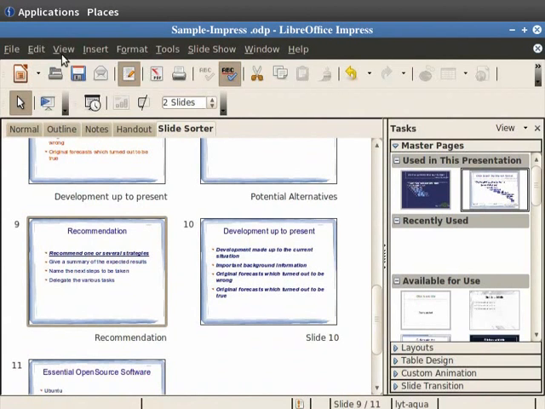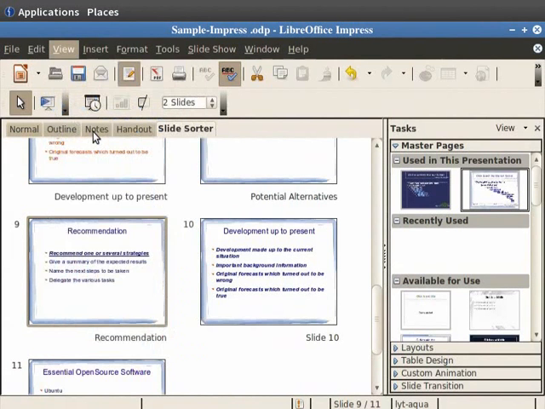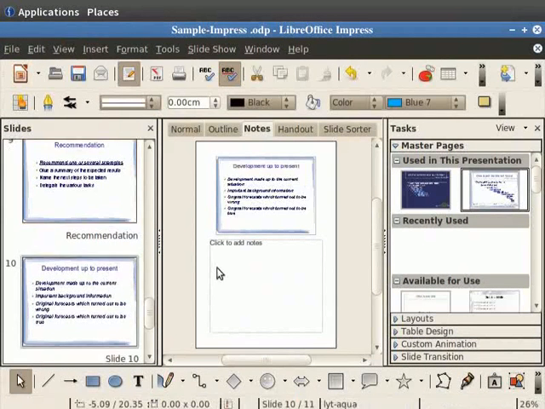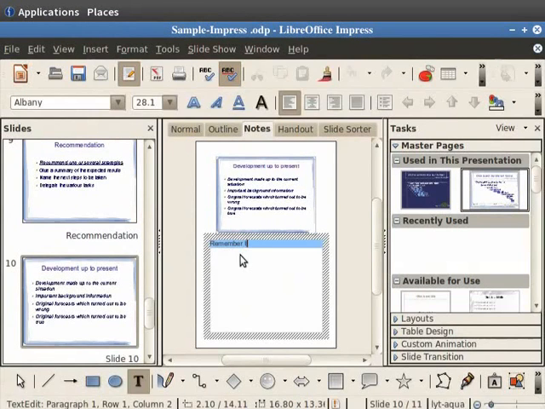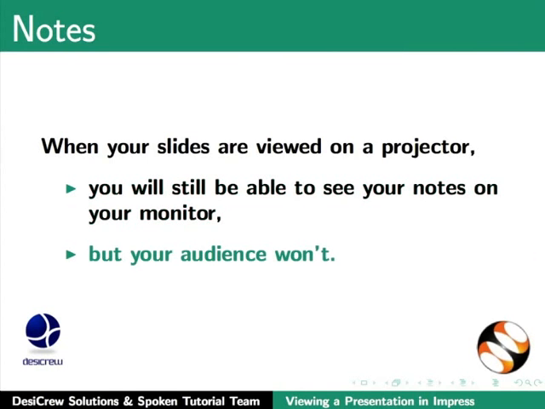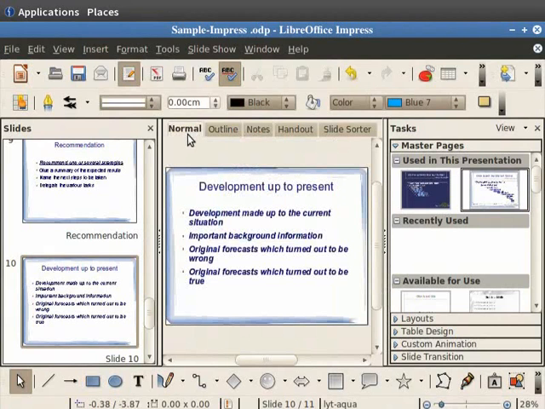In the Notes view, you can write notes that will help you during your presentation. To go to the Notes view, click on View and then Notes page. You can also click on the Notes tab. Select the slide Development up to Present from the Slides pane. Type some text in the Notes portion. When your slides are viewed on a projector, you will still be able to see your notes on your monitor, but your audience won't. Now let's click on the Normal tab.